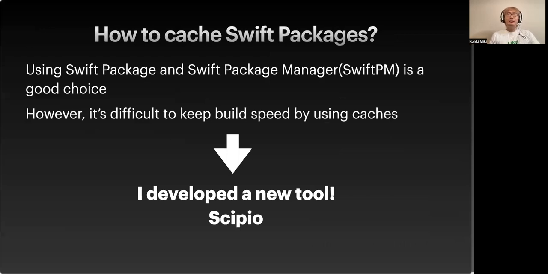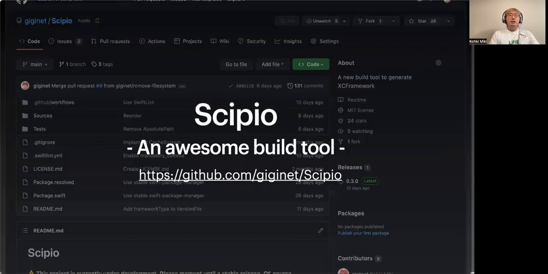On the other hand, adopting the standard Swift package ecosystem is a good choice. Since the release of Swift packages, most dependencies can be deployed using SwiftPM, and they will be maintained in the future. How can we conform to the standard method while keeping build speed? Therefore, I'm developing a new build tool, Scipio.